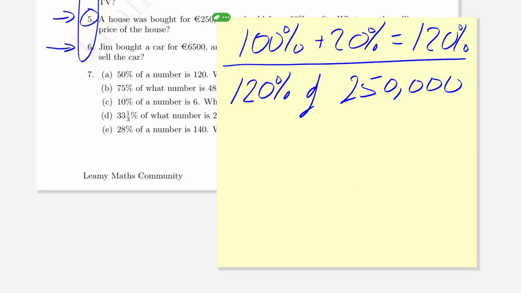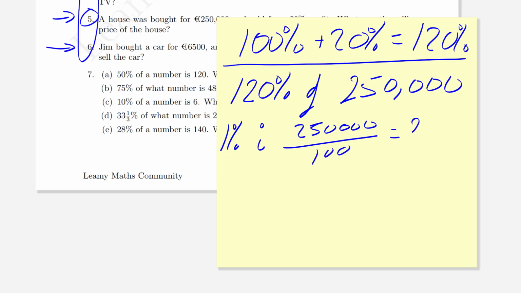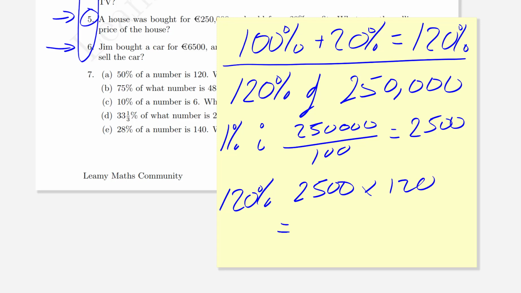So same again, to get 1%, you just have your 250,000 divided by 100. So that's 2,500. Then to get 120%, you just multiply the 2,500 by 120. So the selling price of the house therefore was 300,000 euros. So that's how you do question 5.